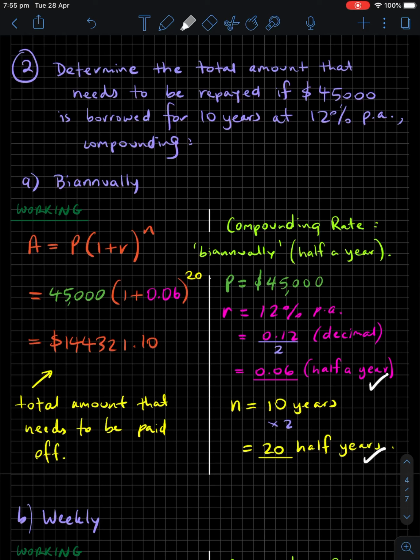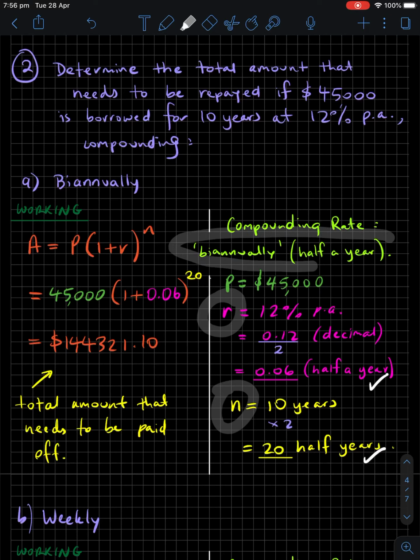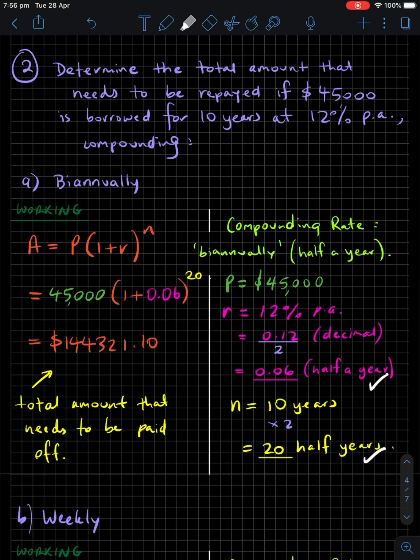So we need to make sure, well, first up, let's do our principal, which is our $45,000. And we need to now make sure our R and our N match up with our compounding rate of half a year, or 2 times a year. Okay, so our rate is 12% per annum, but we need to convert that to half a year. So we're going to divide it by 2. So our 0.12 in decimal form, if we divide that by 2, it comes out as 0.06, and that's for half a year. That's exactly what we need for our biannual rate.